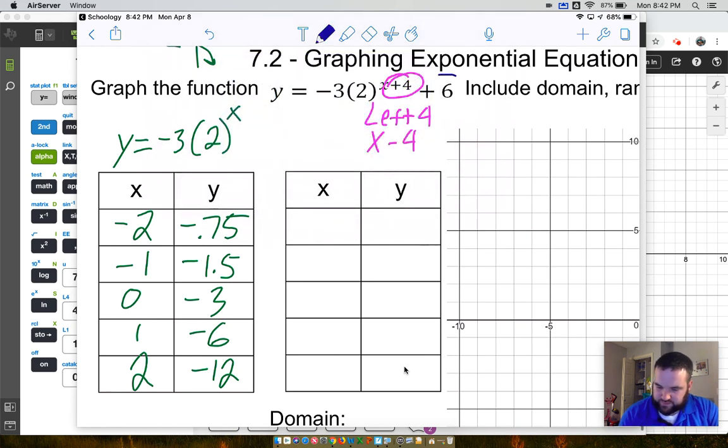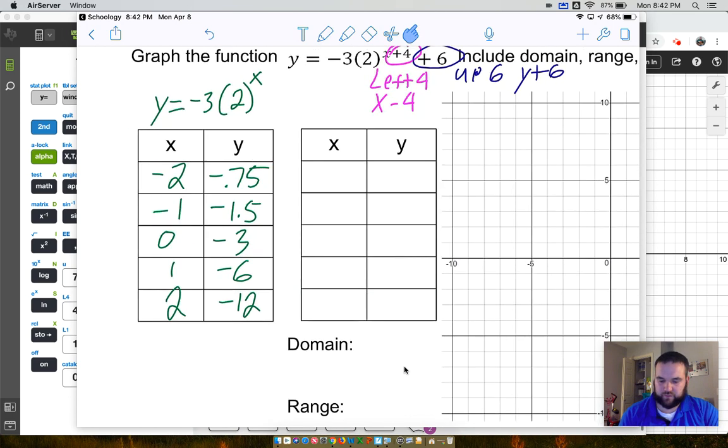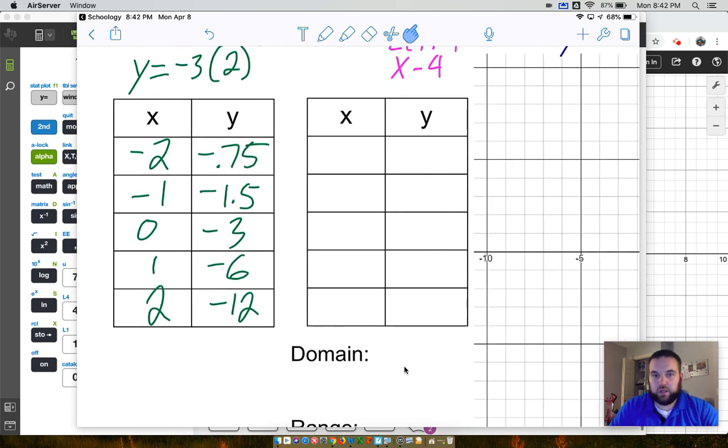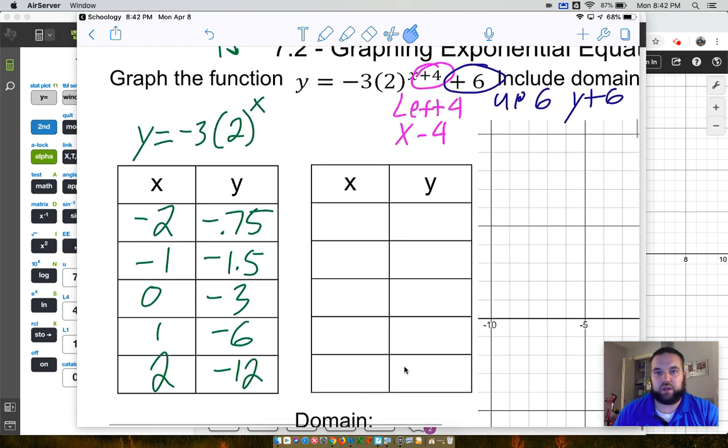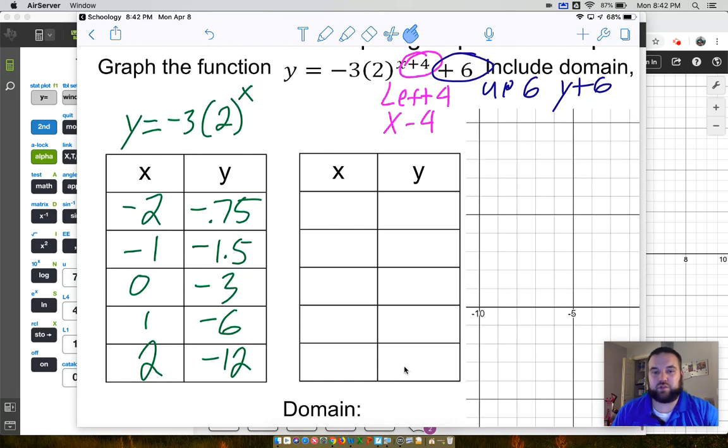Then I have this plus 6, which is going to move everything up 6, which means the y values are going to add 6. Okay. Again, you could type the entire function into the calculator, but I don't want to do that just yet because I want to make sure I take these 5 points that we have and translate those 5 points. But I know I'm going to take away 4 from each of the existing x coordinates.